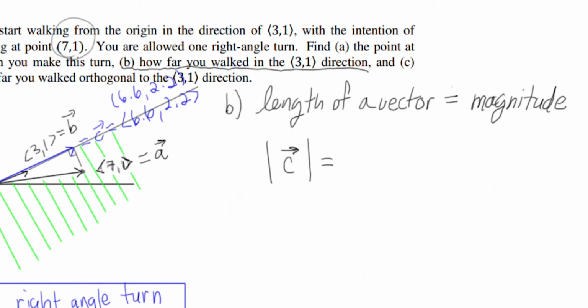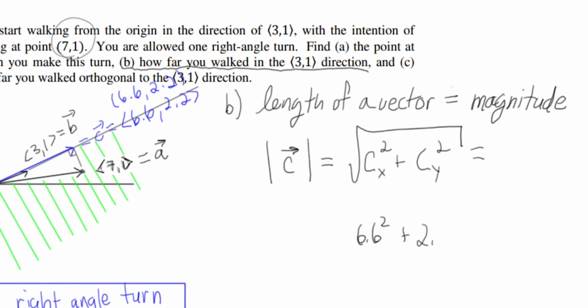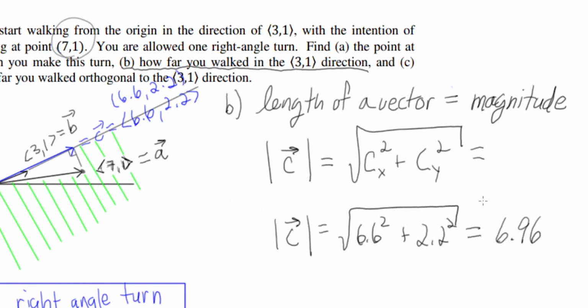We know that in general, to find the magnitude of any vector, the square root of cx squared plus cy squared equals the magnitude. And that's essentially just the Pythagorean theorem. Okay. So the square root of 6.6 squared plus 2.2 squared equals the magnitude, 6.96 units. Okay, that is part B.